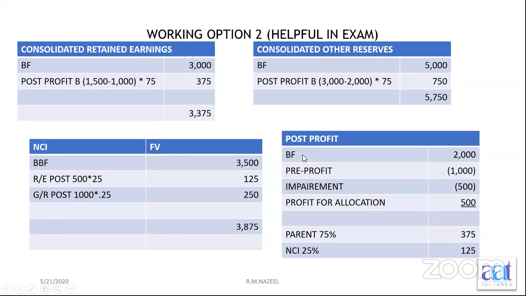See, the post-acquisition profit is 2,000, pre-profit taken to goodwill is 1,000, impairment is 500, and profit for allocation will be 1,000. So this is the major complicated part in relation to the consolidated accounts.